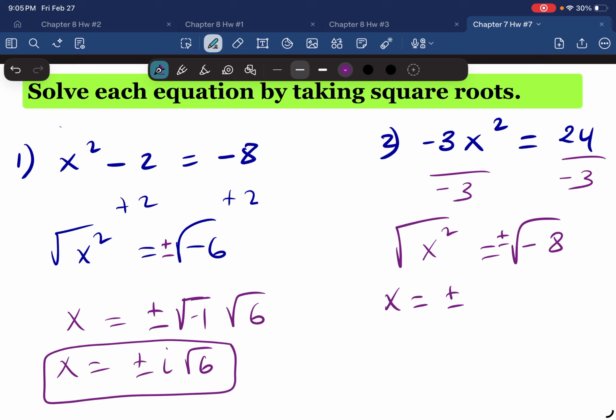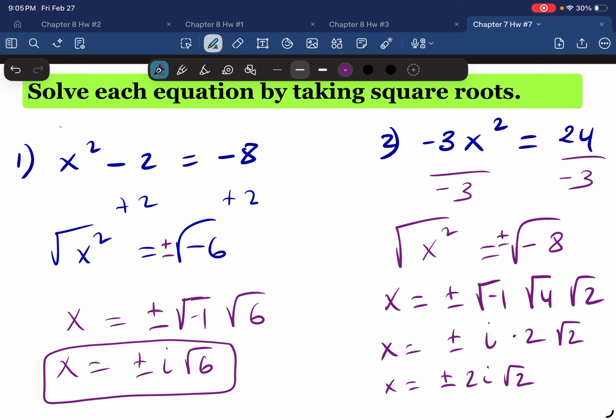And for the square root of negative 8, we can rewrite this as the square root of negative 1 times the square root of 8, and the square root of 8 is the square root of 4 and the square root of 2. Right? Because if we multiply this out, it's going to give us the square root of negative 8. So this is going to be i, since the square root of negative 1 is i. The square root of 4 is 2, and then the square root of 2 stays as the square root of 2. So your final answer is plus or minus 2i square root of 2.